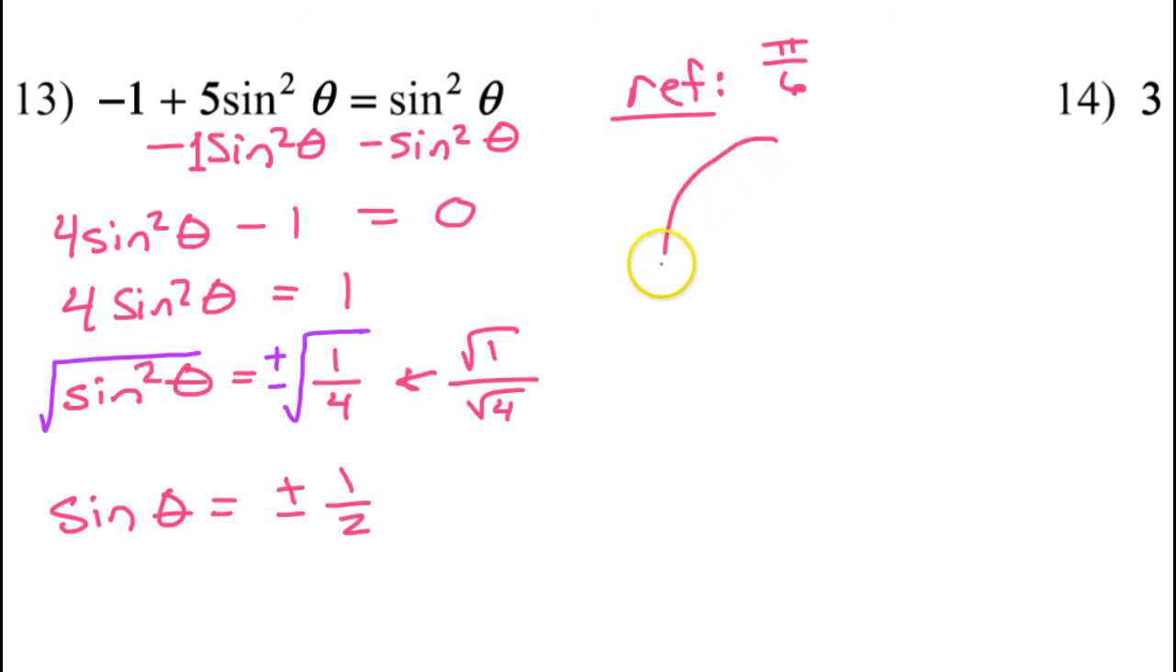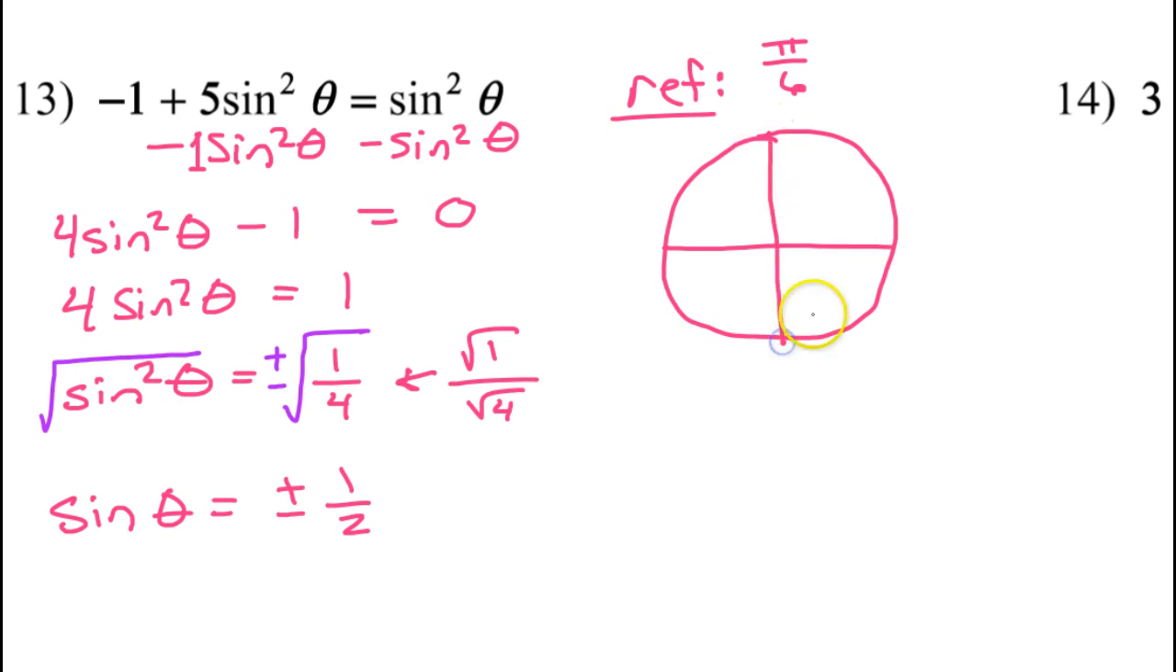Now, in your mind, you should be picturing the following diagram, but you should not actually have to draw it. I'm only drawing it because I have to show you what I'm thinking. So this is a diagram of all of the multiples of pi over 6. Okay, just above and just below the x-axis, these are the angles that have a reference angle of pi over 6.